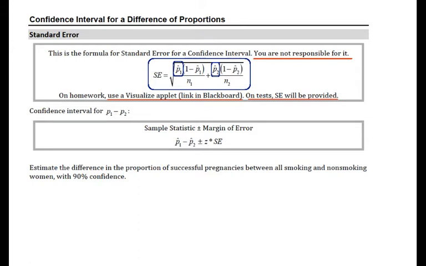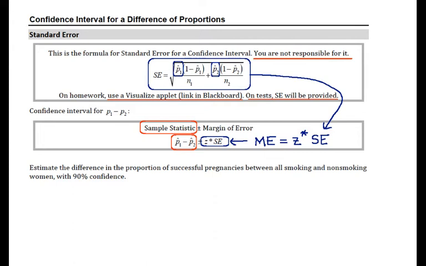A confidence interval for P1 minus P2 starts with the sample statistic, which is going to be P1 hat minus P2 hat, and then we add and subtract the margin of error, and the margin of error looks an awful lot like the margin of error for a confidence interval for one proportion. Margin of error is equal to Z star times the standard error. The only real difference is that now our standard error comes from this formula here.